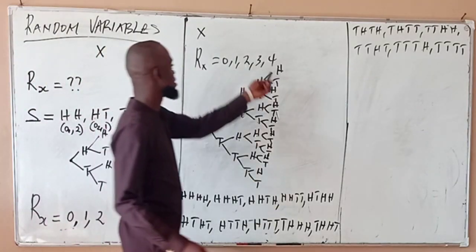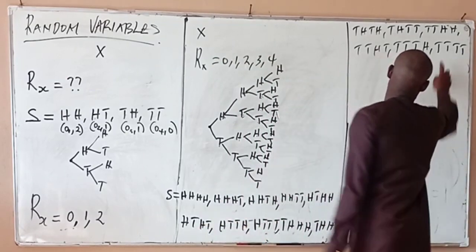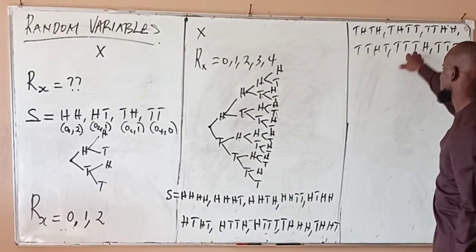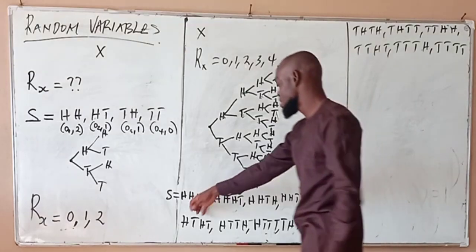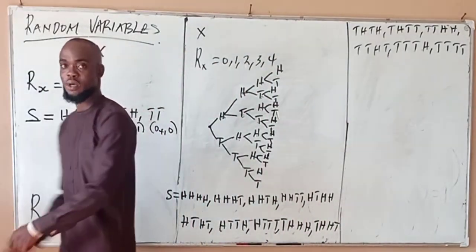So the range is going to be this. We're going to range from 0 heads, 1 head, 2 heads, 3 heads. The highest will be 4 heads. That's what we're going to have.